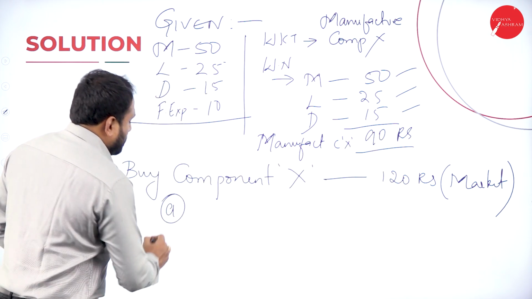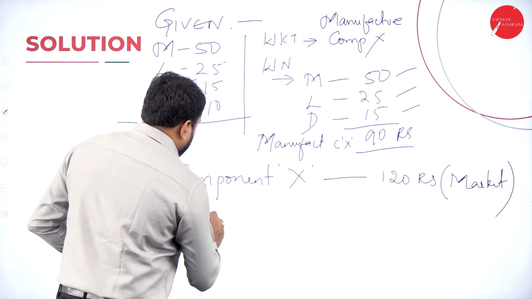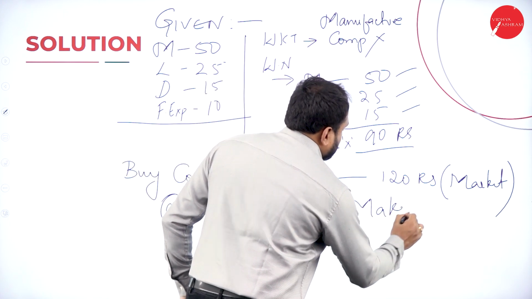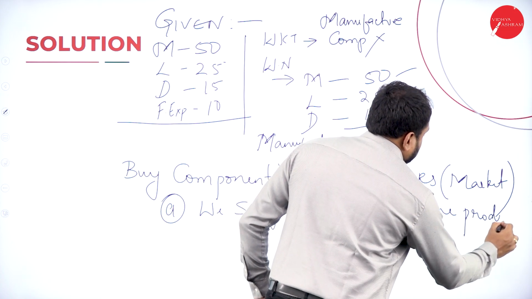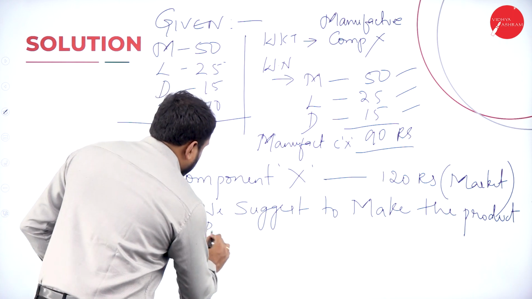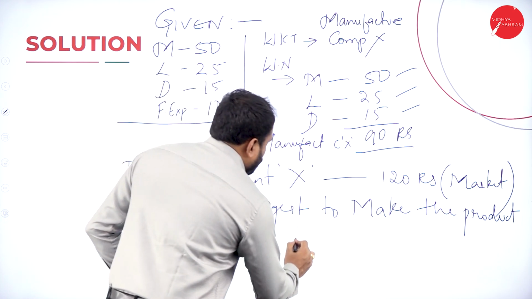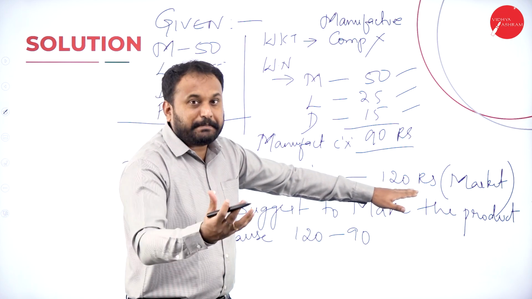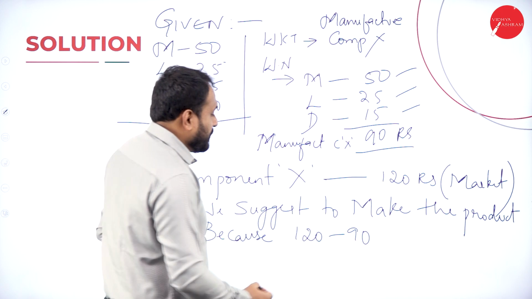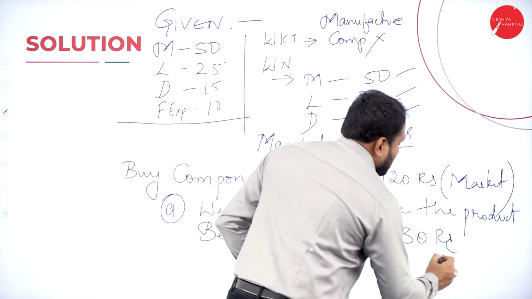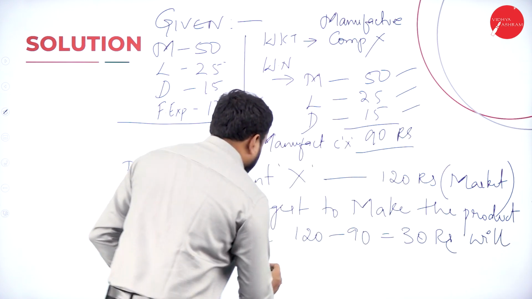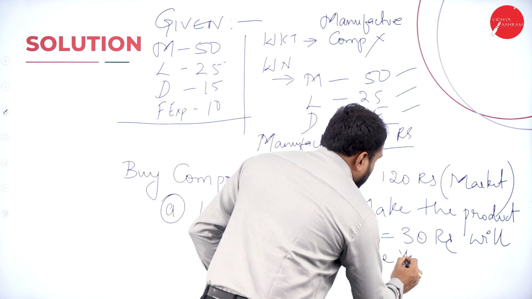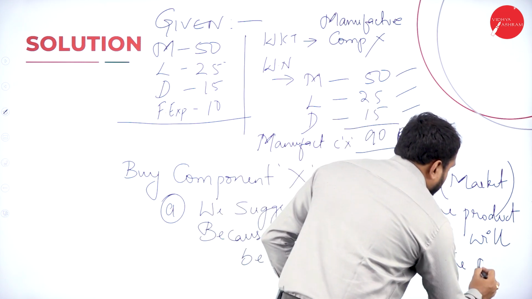That means here you will write the answer for the A question, that is, we suggest to make the product, because you should give the reasons here, because 120 minus 90. 120 is if I go and buy from the market. 90 is if I manufacture. It is equal to 30 rupees will be saved if we make the product.